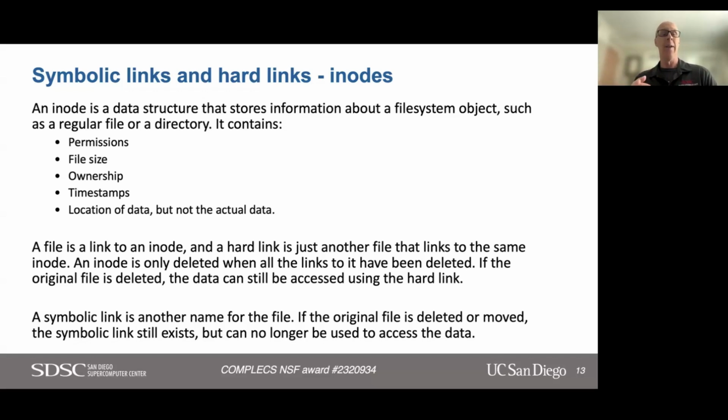So a file is a link to an inode, and a hard link is just another file that links to that same inode. An inode is only deleted when all the links to it have been deleted, and if the original file is deleted, the data can still be accessed using the hard link. A symbolic link you could think of as just another name for a file. So if the original file is deleted or removed, this symbolic link still exists, but it can no longer be used to access that data.